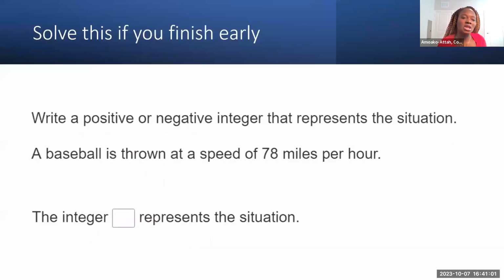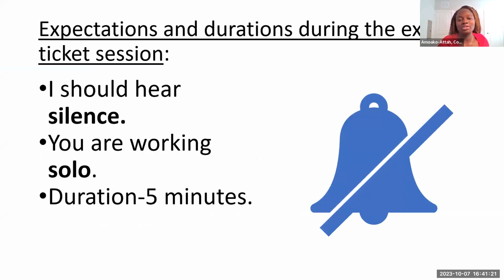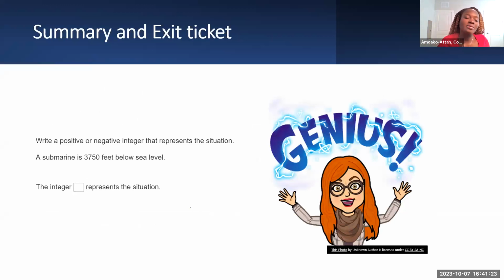So if you finish early, solve this. A baseball is thrown at a speed of 78 miles per hour. You throw to the top, thrown, okay, at a speed. So you write the integer that represents this situation. Anyways, this is our summary and exit ticket.